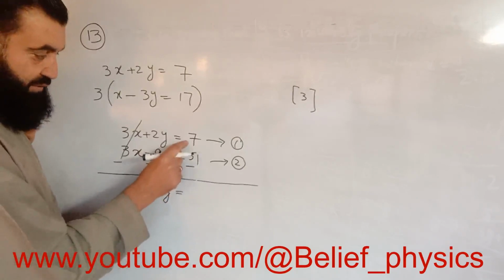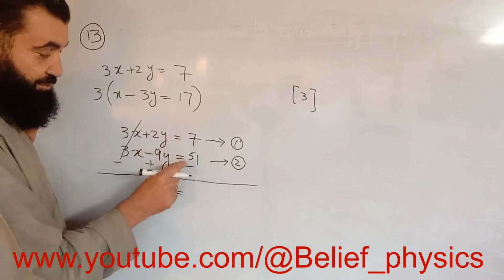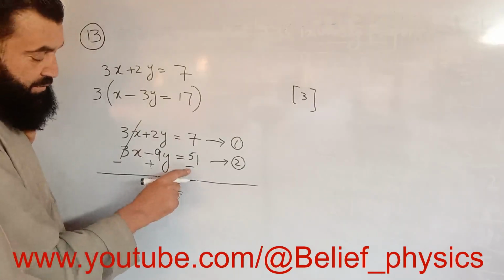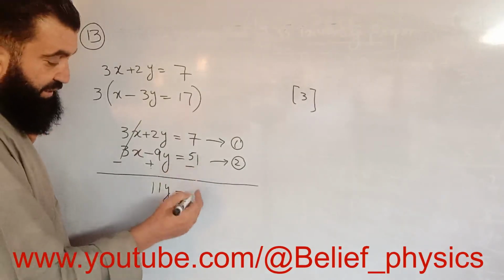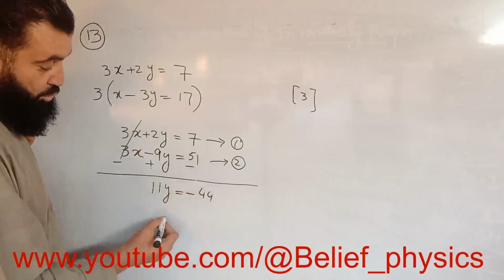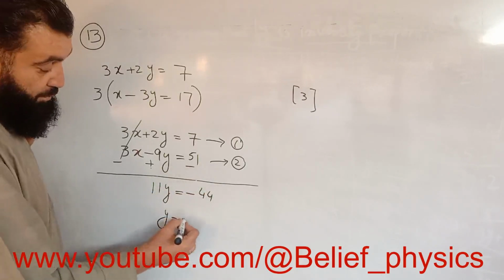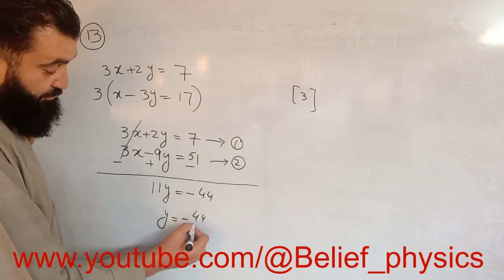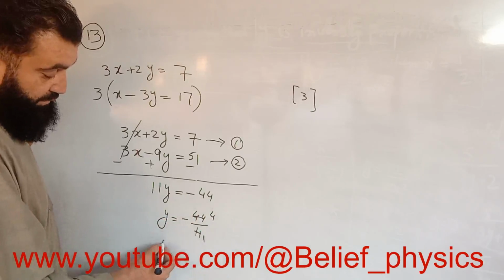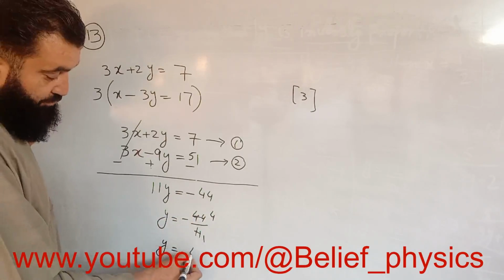बड़े में से छोटा नंबर माइनस करेंगे, साइन बड़े नंबर का आएगा. We will subtract small number from bigger number. The sign will be of the bigger number. So it is minus 51 plus 7, which is minus 44. So y will be equal to minus 44 over 11. 11 1s are 11, 11 4s are 44. Therefore y will be equal to minus 4.